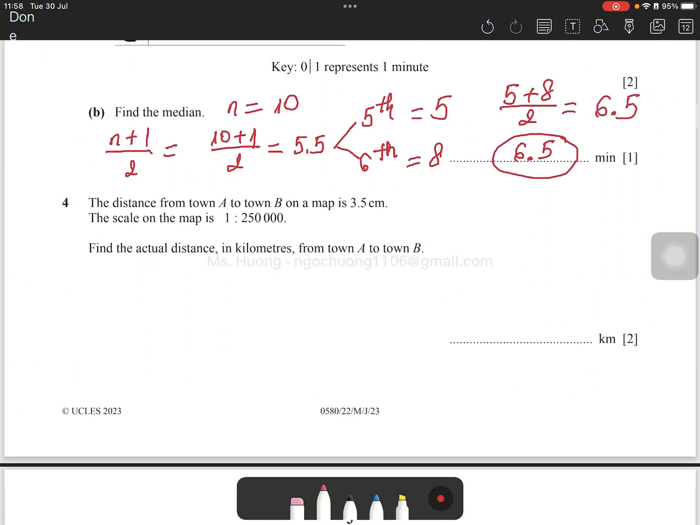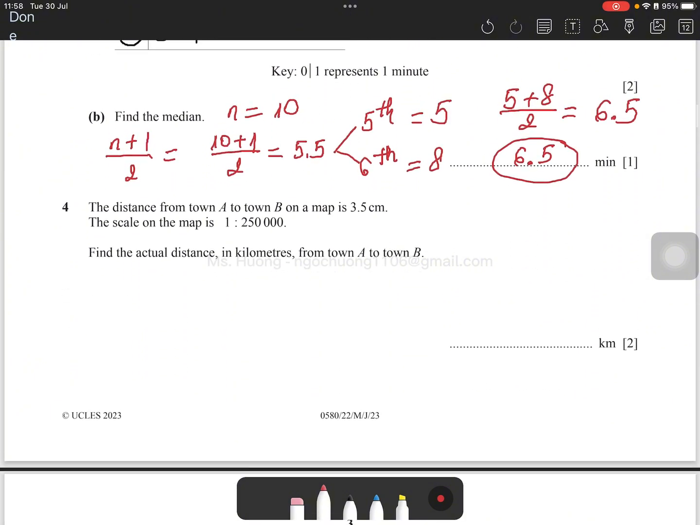Question 4. The distance from town A to town B on the map is 3.5 centimeters. This is the distance on the map. And now the scale of the map is 1 to 250,000. So we need to find the actual distance in kilometers from town A to town B. So first, to find the actual distance, we need to multiply 3.5, the distance on the map, by 250,000.